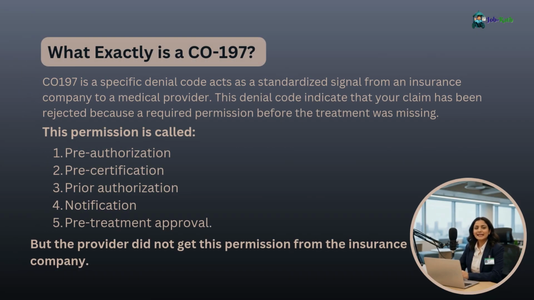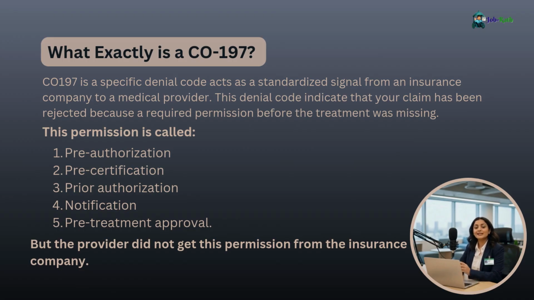You will learn the 5 real reasons why CO-197 happens, how to identify appealable versus non-appealable CO-197 denials, and the exact steps AR callers must follow to decide when to appeal, when to resubmit, and when to write off the claim. So let me start with a simple but very important question. What exactly is a CO-197 denial, and why does it directly impact your revenue?